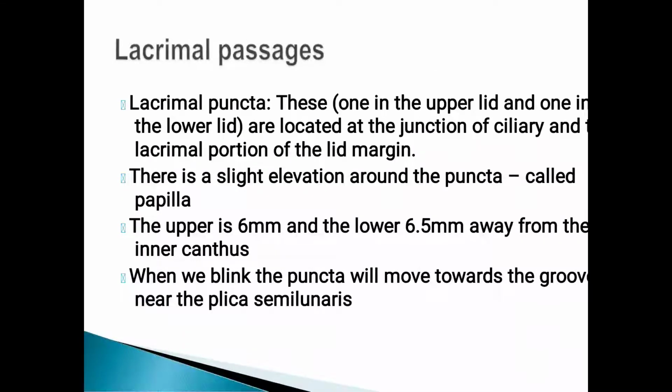So the lacrimal puncta: there are two puncta in one eye. One is situated in the upper eyelid and the other in the lower eyelid. They are situated at the junction of the ciliary and lacrimal portion of the lid margin. Basically, they are situated in the medial portion of the lid margin. And how to identify the punctum?